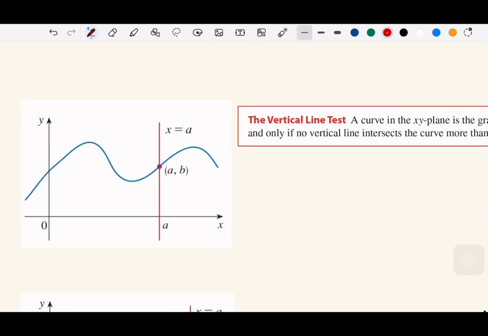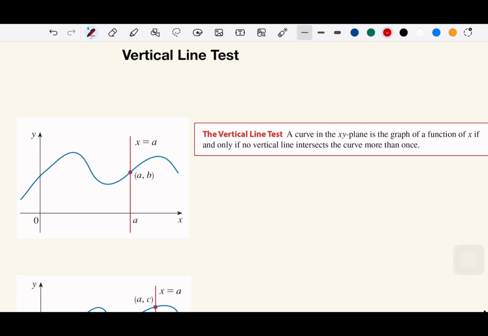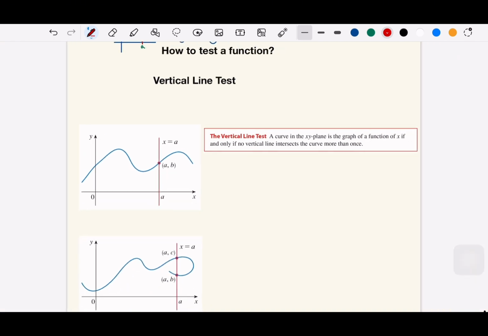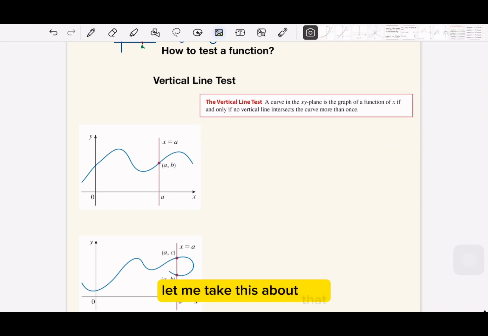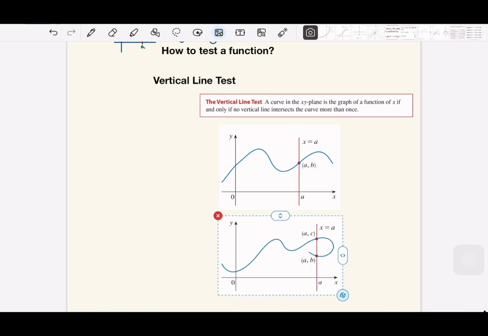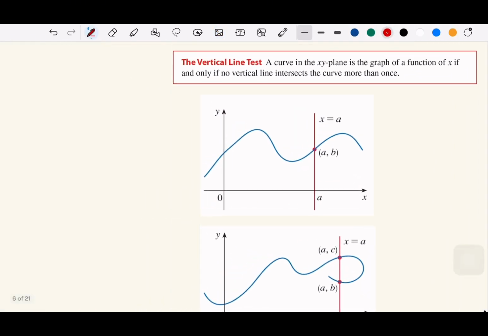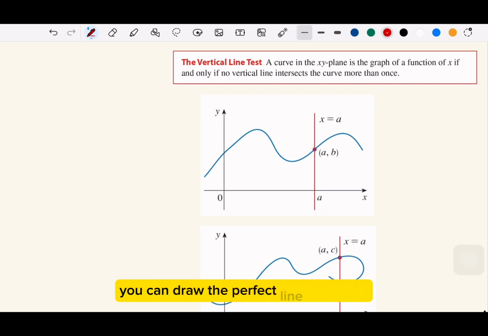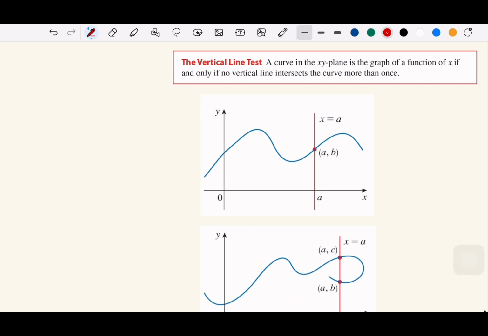So let me just go here. So this is a function. You can draw the vertical line anywhere and it's still safe. We have a function. But here, this one, we cross more than one point. This is not a function. Maybe from this point it's still a function, but below and above this, that is not a function.